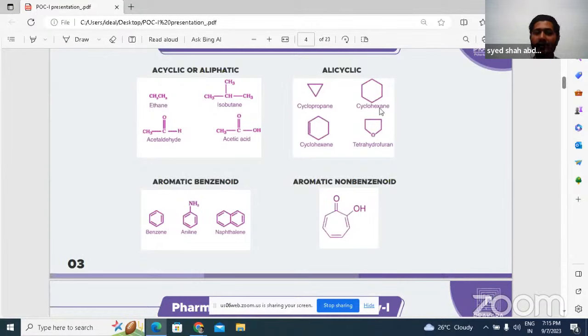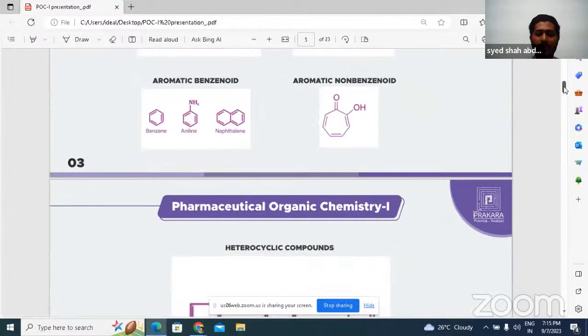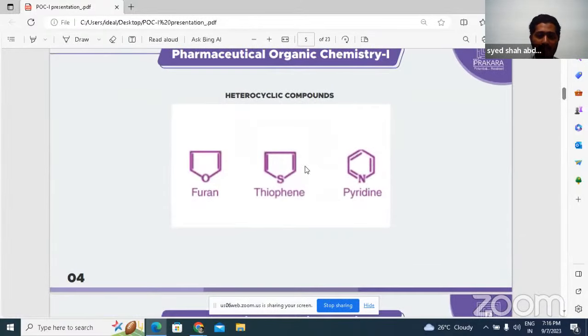Alicyclic means that the compound is having a closed ring. Here a few heteroatoms are also being added. When the compound is having a closed ring, it could be aromatic or alicyclic. Aromatic again can be of two types. If the aromatic compound contains a benzene ring, we call it benzenoid, like benzene, aniline. Aromatic compounds sometimes do not have a benzene ring, but still obey the aromatic rule, so those are regarded as non-benzenoid. Then there are heterocyclic compounds such as furan, pyridine.